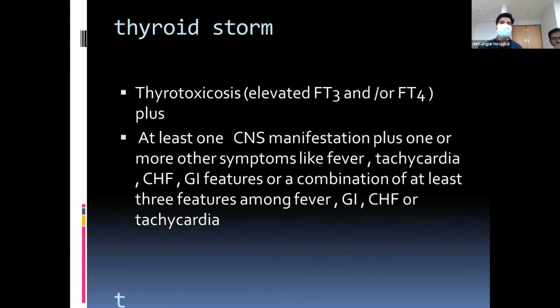Now, coming to the thyroid storm. In case of thyroid storm, there will be thyrotoxicosis, that is elevated free T3, T4 level, and there will be at least one CNS manifestation plus one or more other symptoms like fever, tachycardia, cardiac heart failure, GI features, or a combination of at least 3 features among fever, gastrointestinal, CHF, or tachycardia.